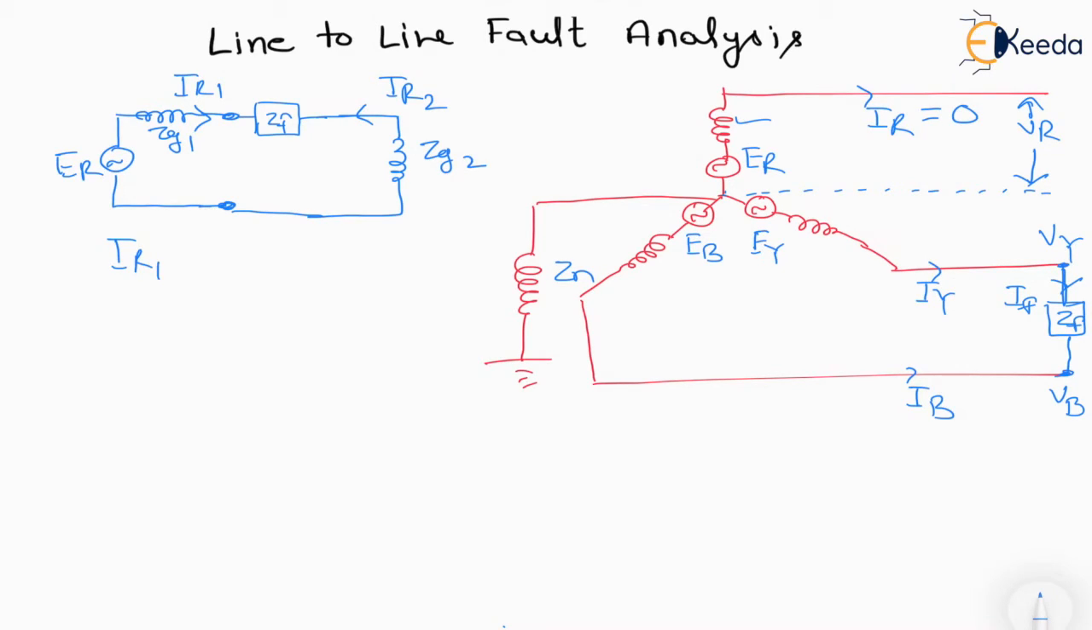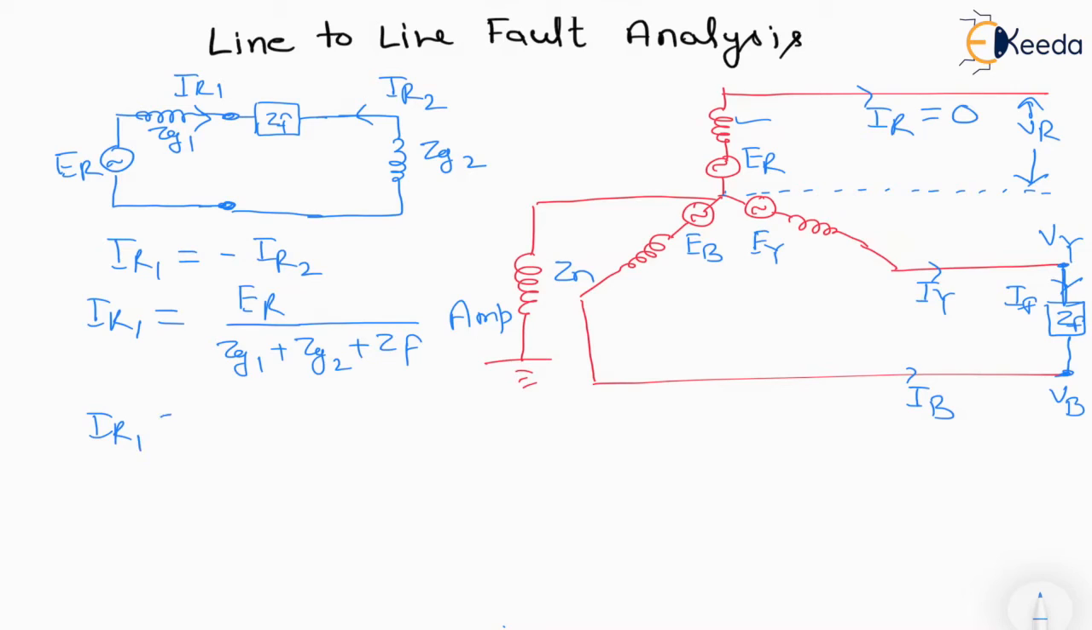You can see from here that IR1 is equal to minus IR2, what we calculated, and we can easily find the value of IR1 is equal to ER upon ZG1 plus ZG2 plus ZF. This will be in amperes if we are taking ER in volts, and if in per unit, then we can say 1 at the angle of 0 upon ZG1 plus ZG2 plus ZF. This is how we can calculate IR1, and IR2 will be equal to minus IR1, and we know that IR0 will be equal to 0.